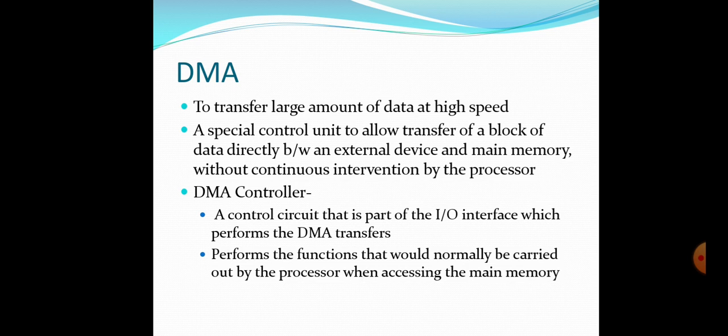IO interface we have discussed in the introduction part. So the DMA controller is an important part of that IO interface, and it performs the functions that would normally be carried out by the processor when accessing the main memory. So we can say that this DMA controller is a substitute for the processor in the case of DMA transfer.